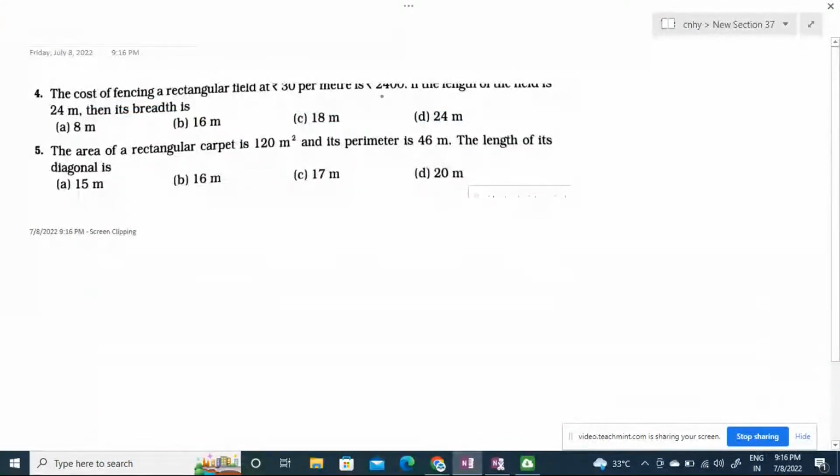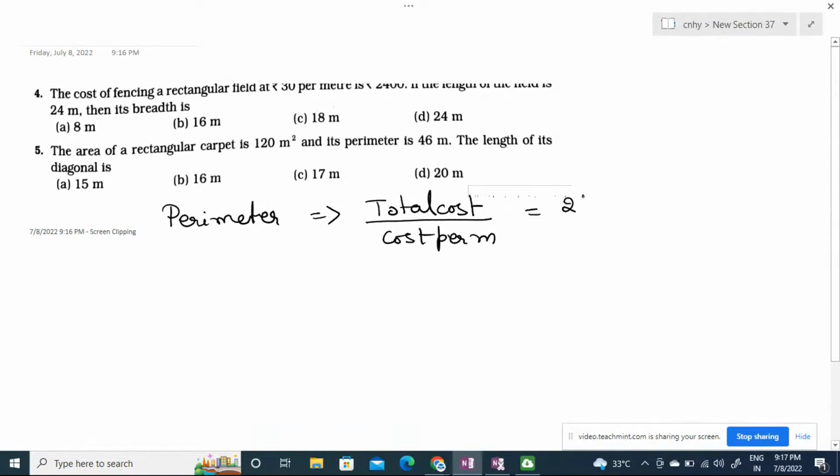The cost of fencing the rectangular field is 2400. So perimeter of the field is, we have to divide. Perimeter will be 2400 by 30 rupees per meter. It is equal to 2400 divided by 30. So it becomes 80.